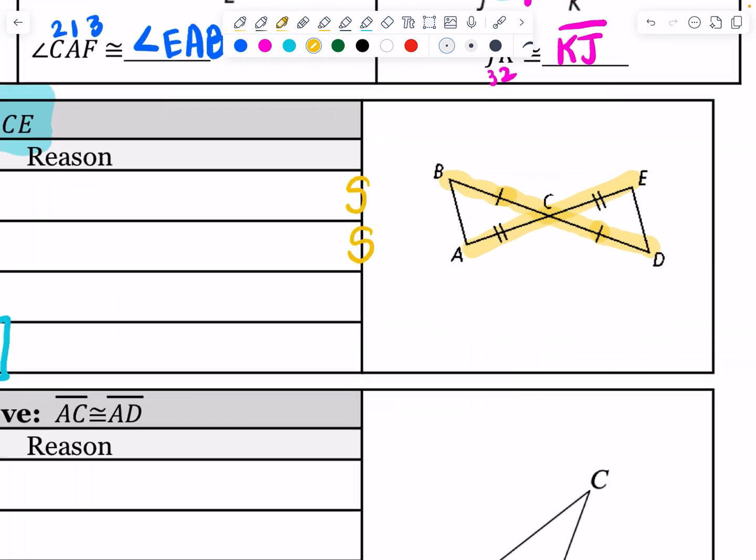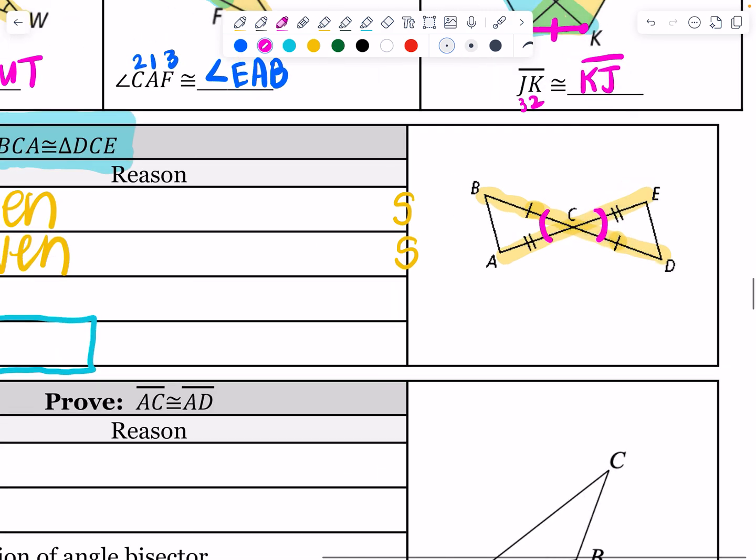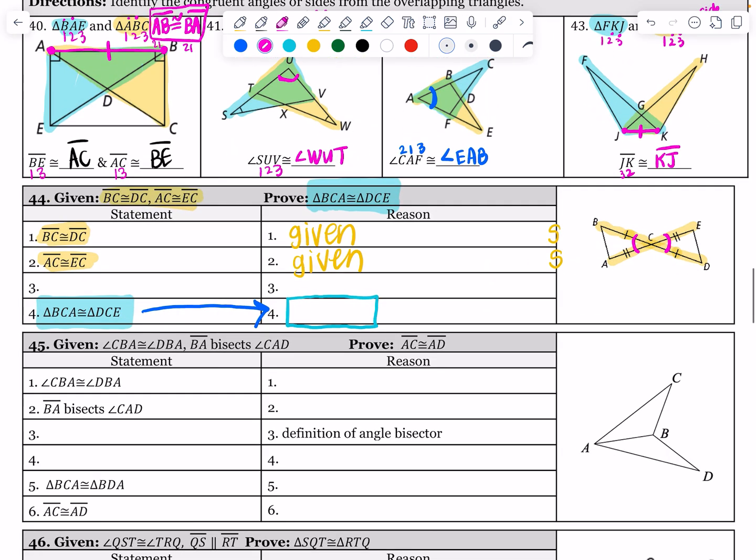So now we go to the picture and we say, okay, is there any information that I could add? Are these triangles touching or overlapping? The answer is yes. So what can you add? You get to add vertical angles. These vertical angles are going to be congruent. And so that is what we want to do. We want to say, hey, by the vertical angles theorem, we get to add vertical angles in this picture.